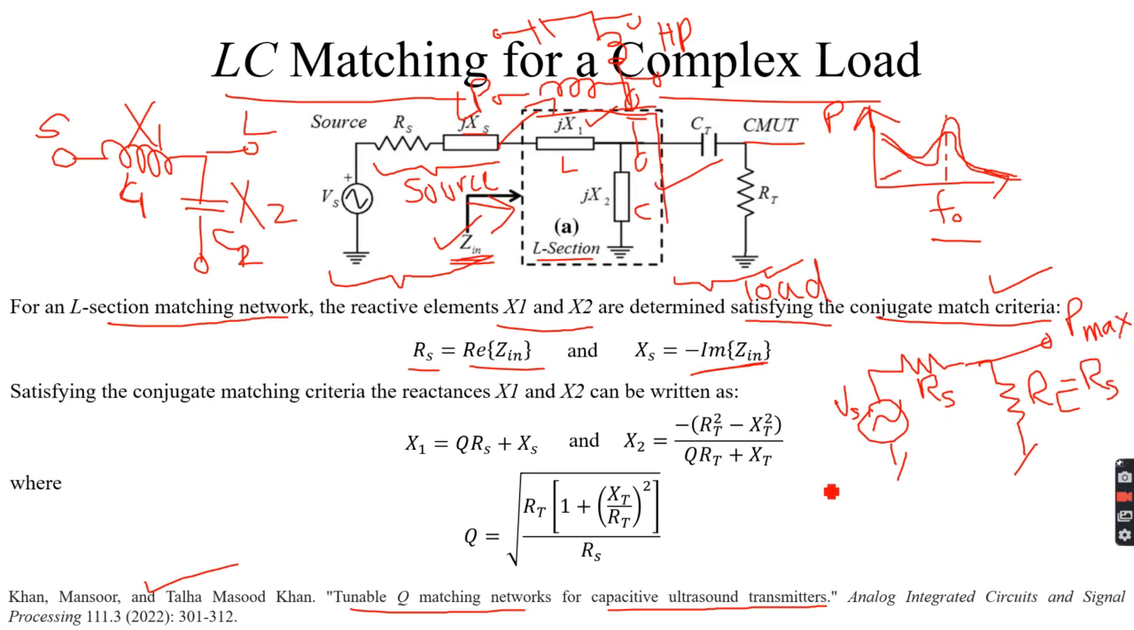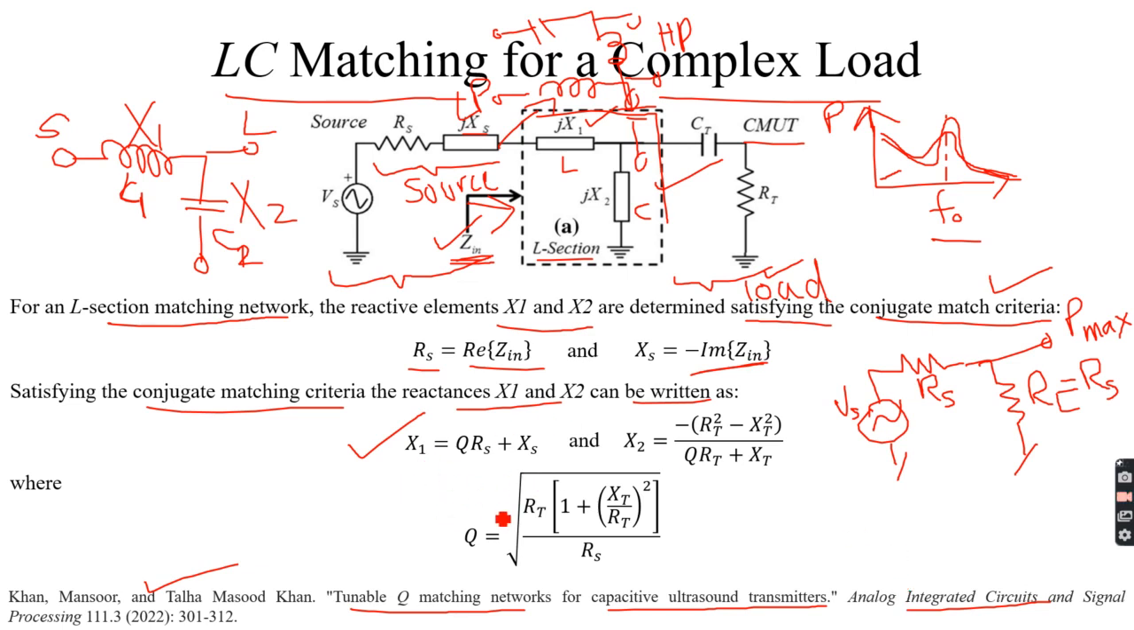Now, how to do this job? Well, satisfying the conjugate matching criteria, the reactances can be written as such. If you want to go into the details of how these expressions come out, have a look at this article in Analog Integrated Circuits and Signal Processing. There is a detailed derivation. I'm not going to talk much about it in this video, but if you want to read more, you can have a look. I'll post the link of the article in the description down below.